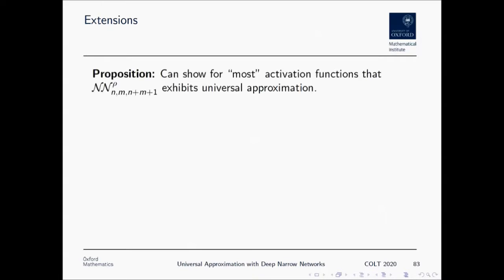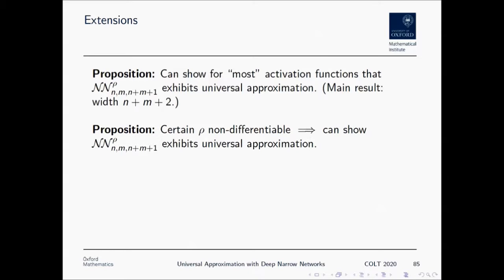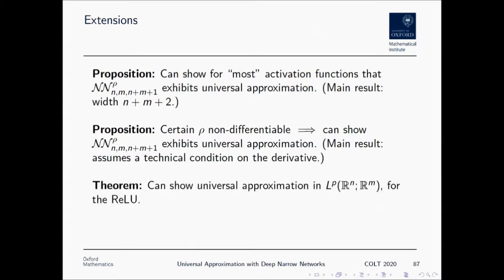So what are some extensions of this result? First of all, it's possible to show that for most activations the network can be made slightly narrower. Here we have width n plus m plus 1, contrast the n plus m plus 2 in the main statement of the theorem. It's possible to show that certain non-differentiable activation functions can also exhibit universal approximation, contrast this technical condition on the derivative that we assumed in the main version of the theorem. And we can also show that ReLU activations exhibit universal approximation in a non-compact domain, over all of Rn now. Contrast this compact K that was used in the main version of the theorem.